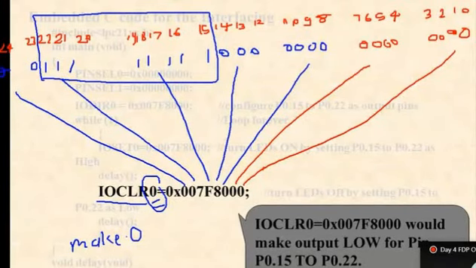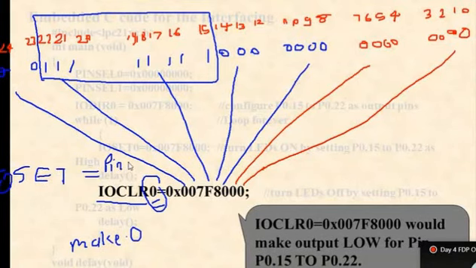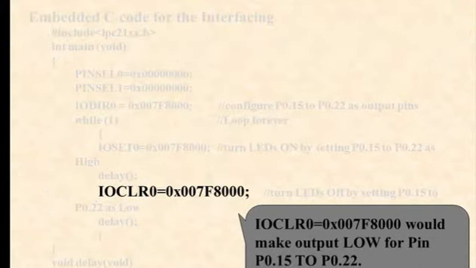The only thing is that to set, you have to use the instruction IOSET, and that pin should be 1. And to clear that, you have to use IOCLR. So IOCLR and IOSET are used to make your pin high and low, and a 0 value doesn't affect the pin. 0 means no change.